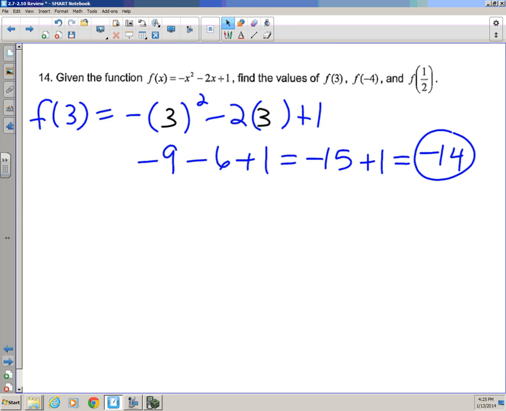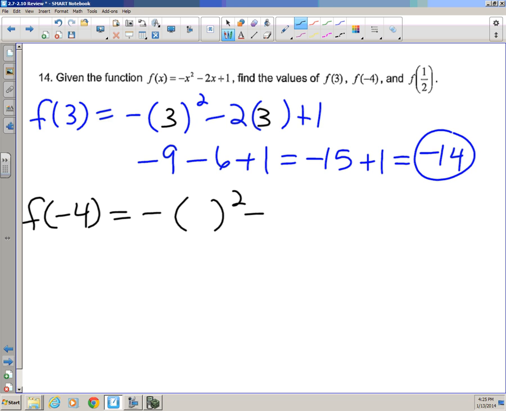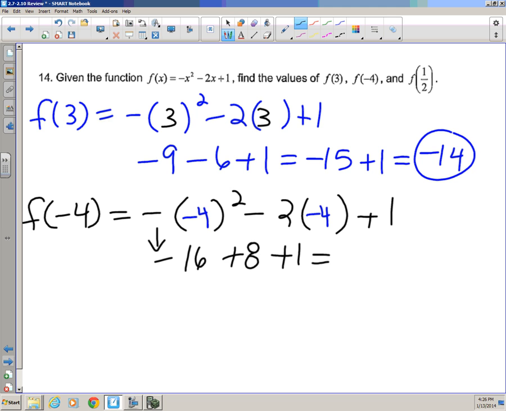When I now do f of -4, it's -x squared minus 2x plus 1. In this case, the -4 goes in for x. And then -4 squared is 16. Carry down the negative. -2 times -4 is +8 plus 1. -16 plus 8 is -8 plus 1. And what comes out is -7.